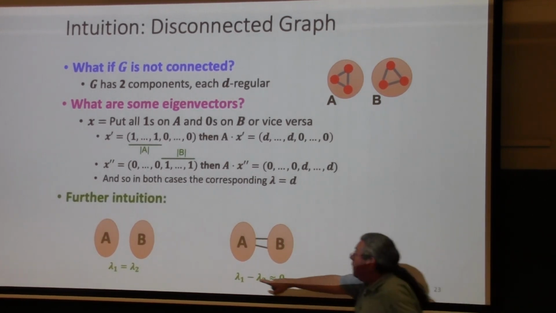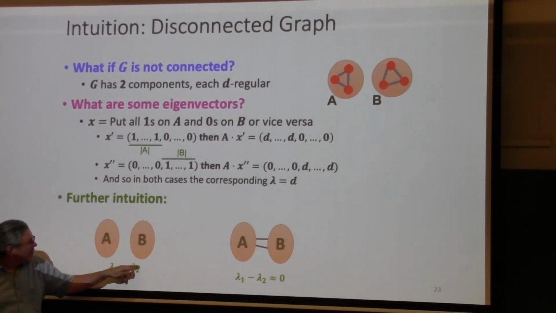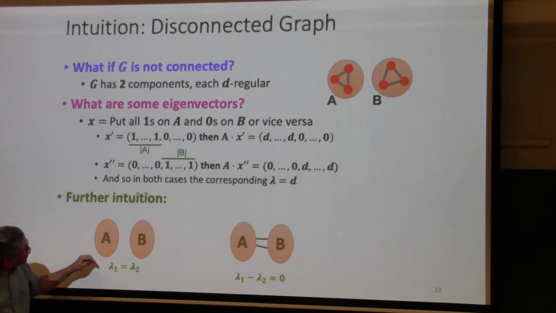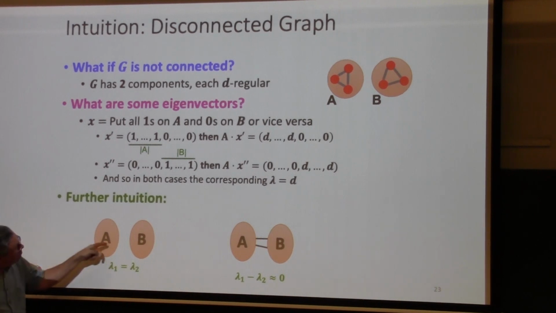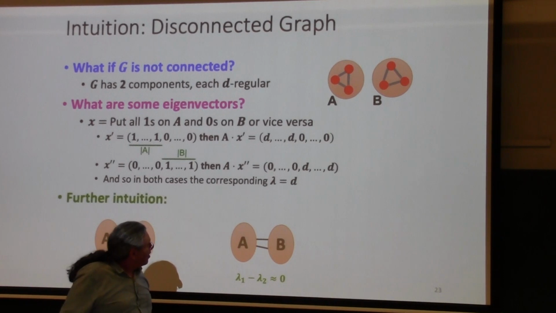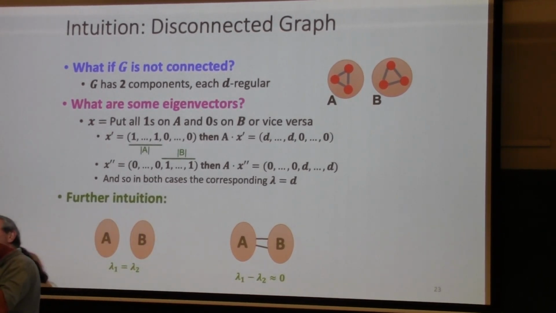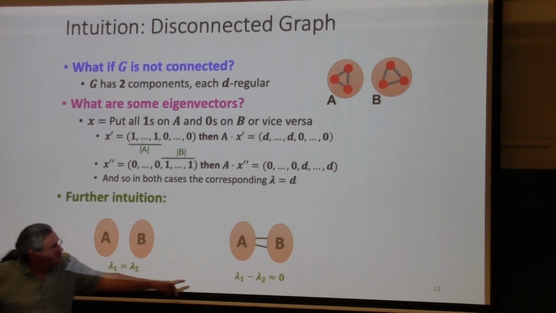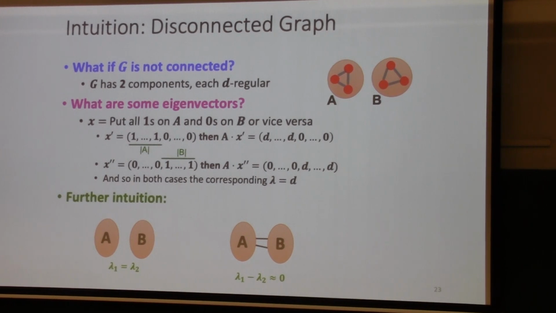So we showed that if you have this, the eigenvalues are the same. You have two eigenvalues that are the same. Now assume that it's almost disconnected. You only have a small number of links here. Well, it turns out lambda 1 and lambda 2 will be very close to each other. It will be approximately 0. So you can see that the connectedness is somehow related to the eigenvalues. Okay?